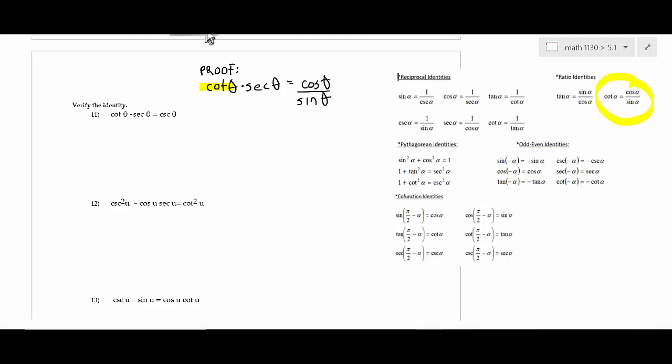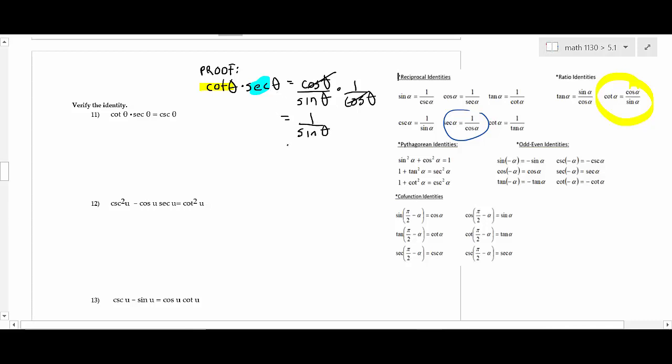Okay, do you have any ideas for me on a secant for an identity? 1 over cosine, okay? That's exactly what I was thinking. A secant is 1 over cosine. So you want to replace that with 1 over cosine theta like that. All right, now bring your equal sign down. Now what do you see happening algebraically on this problem? Cosines cross out. Write down what you're left with. You've got 1 over sine theta.